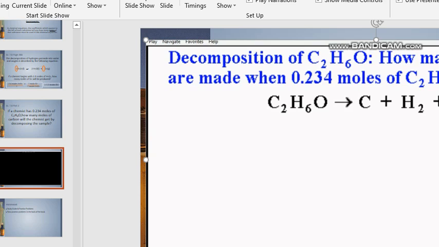Alright, this equation isn't balanced, so we're going to have to balance it. I'm going to assume you know how to do that by now. So here's the balanced chemical equation. We can use that to do our stoichiometry.